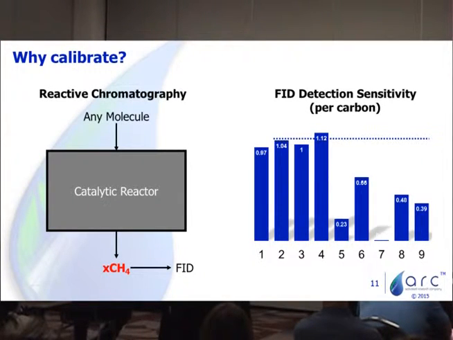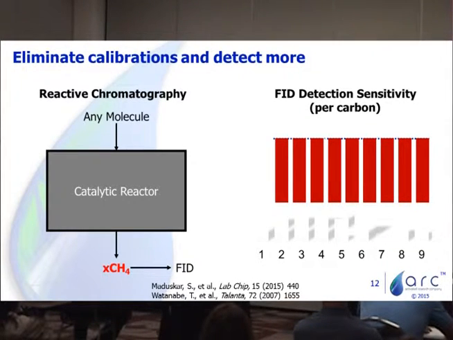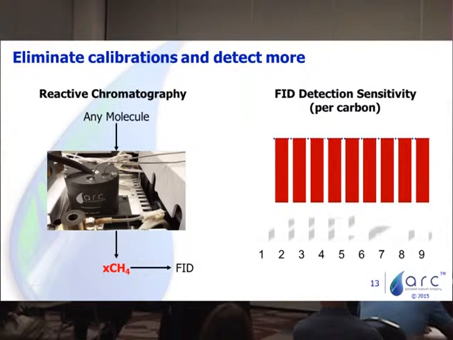But we can ask ourselves, what if we had some magical catalytic device where any molecule that went into it came out as the same molecule, or an ensemble of methanes in this case, and then we were just detecting methane in the flame ionization detector? Then the response of all these molecules would actually just be the same on a per carbon basis, because we're only measuring methane by the time it gets to the FID. So I'm excited to tell you that the Activated Research Company, for the first time, has commercialized a device, a reactor here, to convert the column effluent of any GC into methane for uniform detection with the FID.